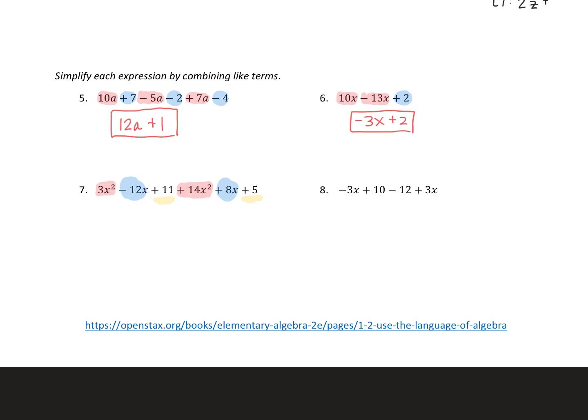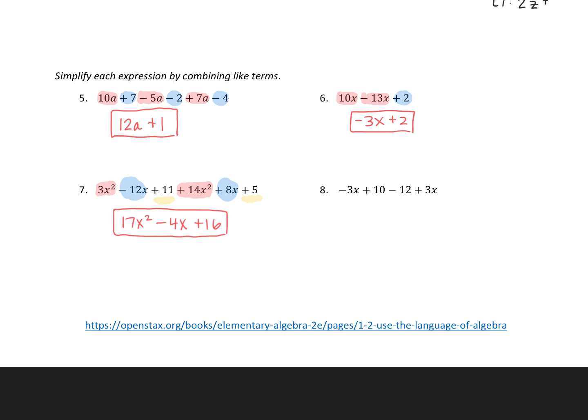So if we do that, we want to write the one with the highest exponent first. So that would be 3x squared plus 14x squared would be 17x squared. Then we would do what's in the blue circles. Negative 12x plus 8x is negative 4x. And then we would combine the constants 11 and 5 and we would get 16. That's in descending order and we've combined all like terms, so that's as much as we can do at this point.